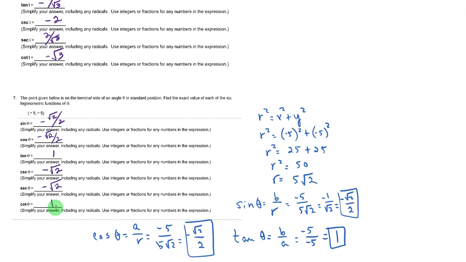For the last three, remember, you are just flipping. So if I'm flipping that, I get square root of 2 over negative 1. So that's negative square root of 2. That's the same thing, and cotangent will be still 1. So you had to get your r value to make sure you were doing that one correctly.